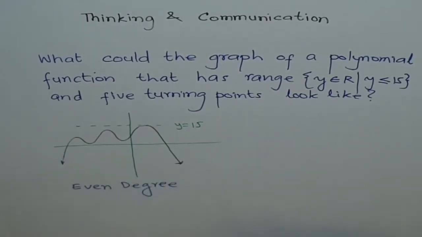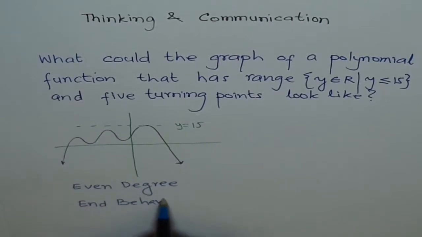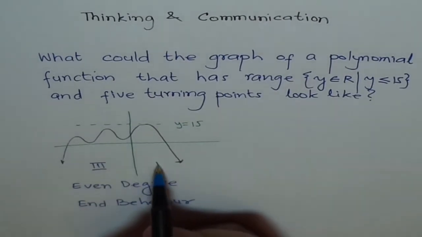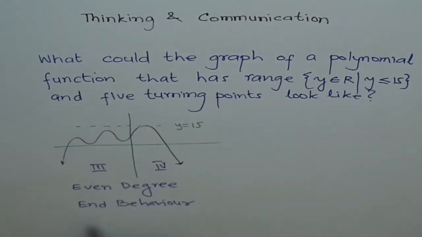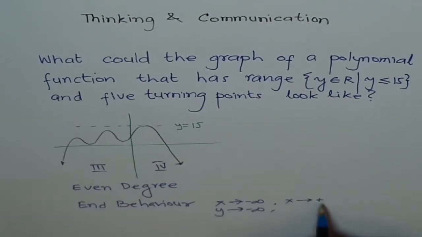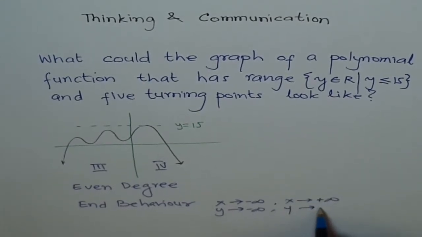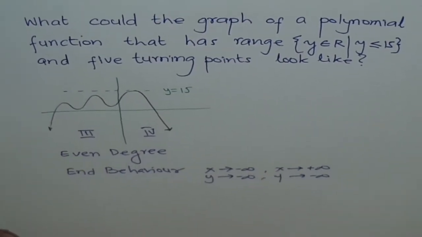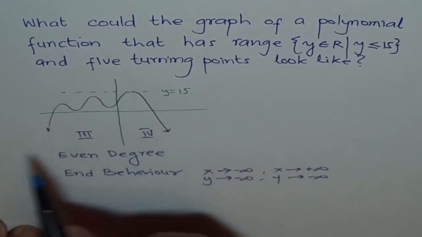We'll see what the degree should be, correct? First, and second, the end behavior. What is the end behavior? We are extending from quadrant 3 to quadrant 4. So, when x approaches minus infinity, y approaches minus infinity. And when x approaches plus infinity, y approaches minus infinity. Both ways, it approaches minus infinity, correct? So, it is going downwards, right?